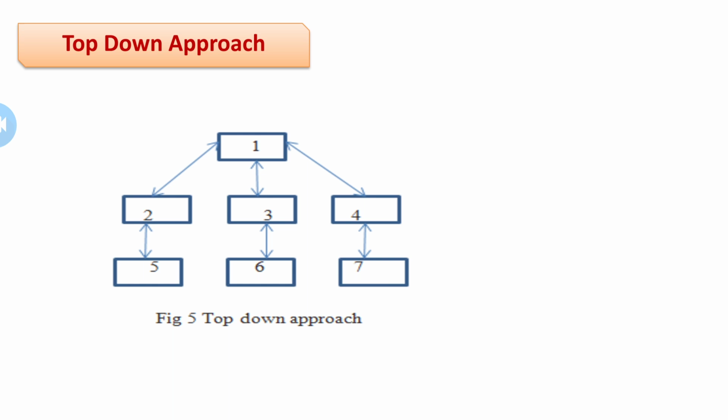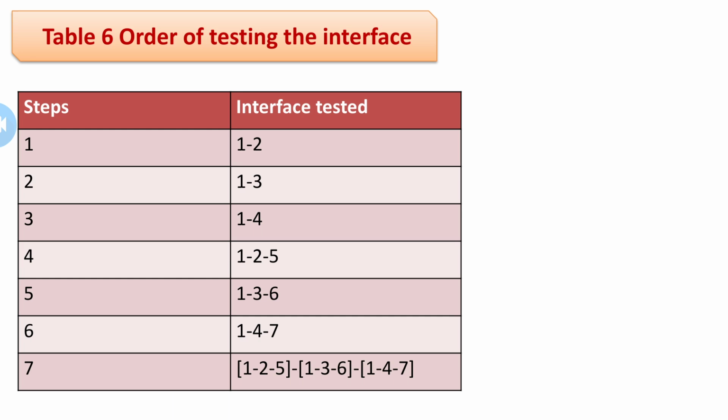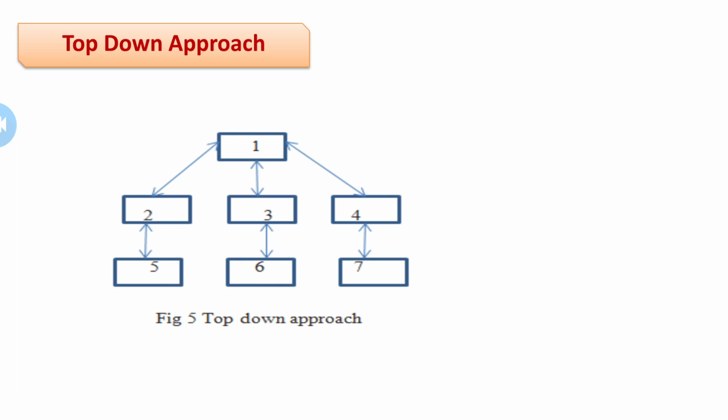Now step 4 is 1, 2, 5. Step 5 is 1, 3, 6. Then the next step is 1, 4, 7. So see how the top down approach is conducted.